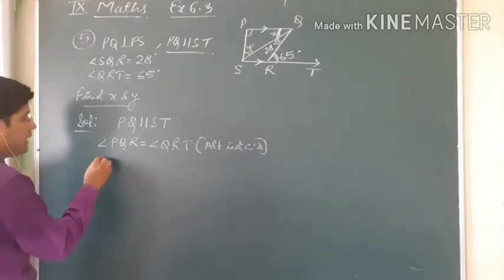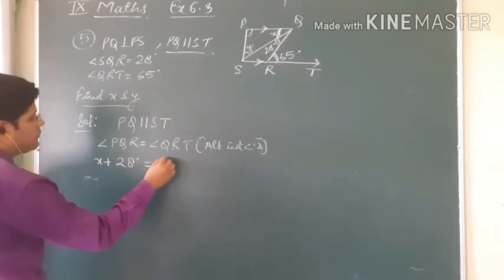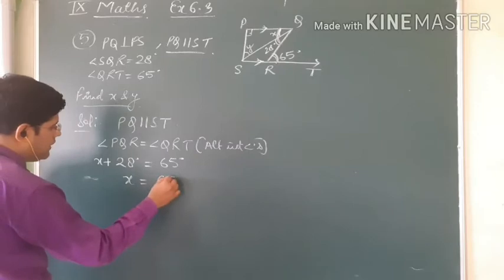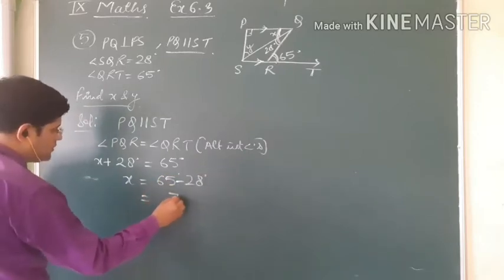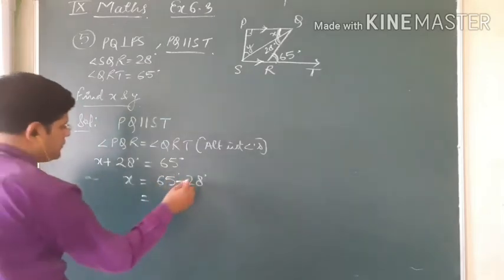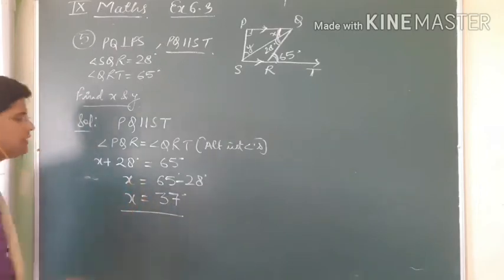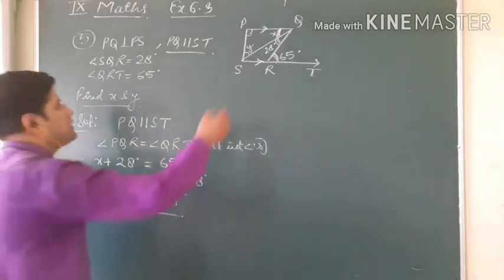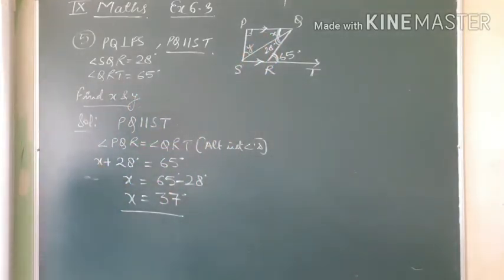PQR is X plus 28, and this one is our 65. X is equal to 65 minus 28, which is 37. So X is equal to 37. Okay students, maybe here Y is written; if Y is written, place the name as Y. If X is written, there is no problem. So it is 37.